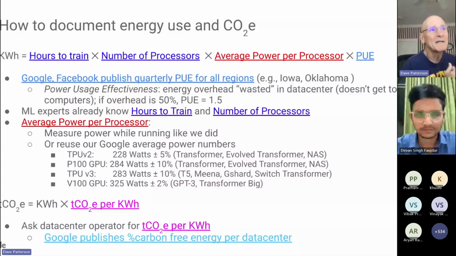So where do you get this data? Well, the other ones you can kind of figure out on your own. Google publishes the PUE and Facebook publishes the PUE. The carbon emission per kilowatt hour, you have to ask the data center operator. Google publishes the percentage of carbon-free energy, basically how much renewable energy is being used at a given data center, which is closely related to the tons of carbon per kilowatt hour. Okay, so that's how we calculate it.